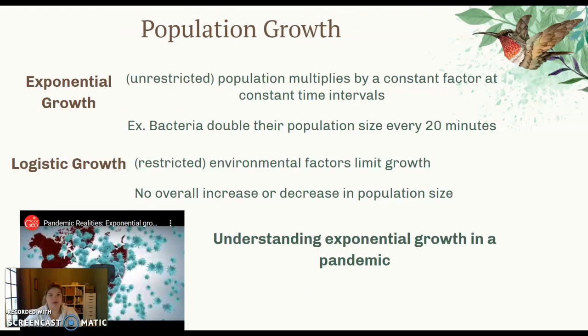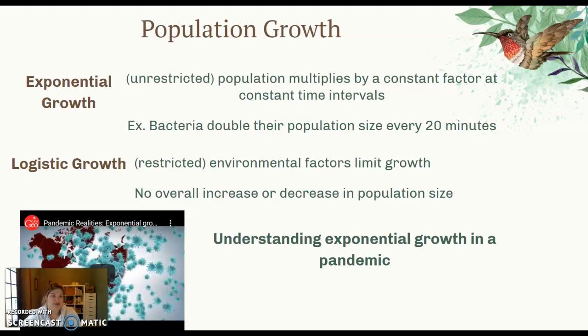Population growth. So population growth can be measured in two ways. There is exponential growth and there is logistic growth. So exponential growth is going to be unrestricted. It's not something that's controlled. It's constantly increasing based off of a certain multiple. So maybe it's increasing 10 times every minute. And it will remain at that constant rate throughout time.